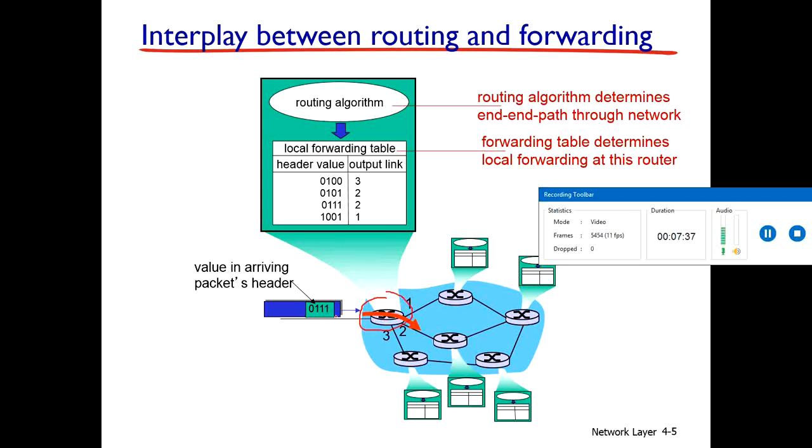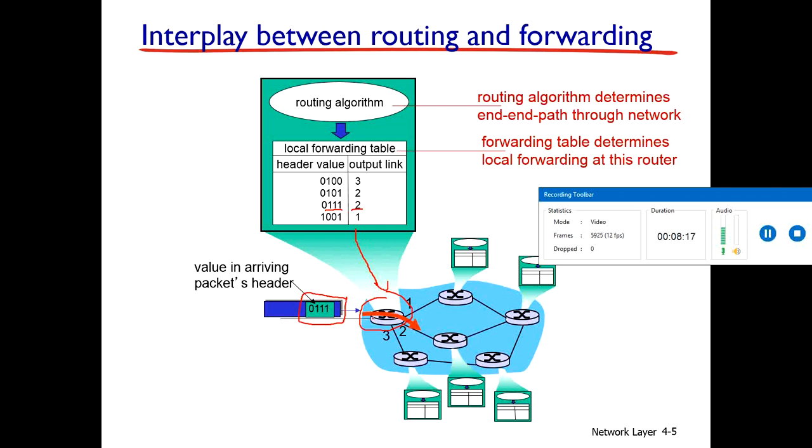So for example, let's assume that this packet arrives at this router at a particular point. When this packet arrives at the router, the router will examine the header, and when it examines the header, it finds this number 0111. Now when it finds this number, it consults its forwarding table. The local forwarding table says that if the header value is 0111, the packet needs to be directed to output link number 2.